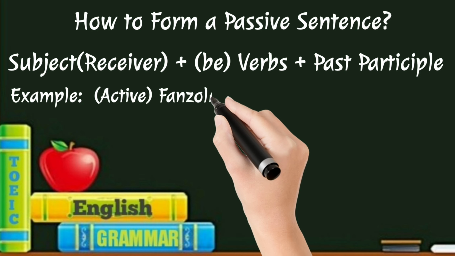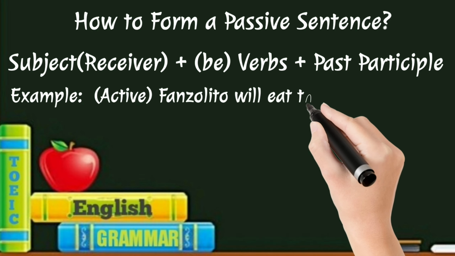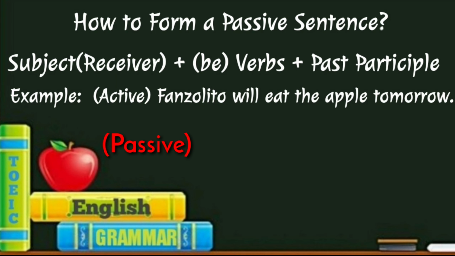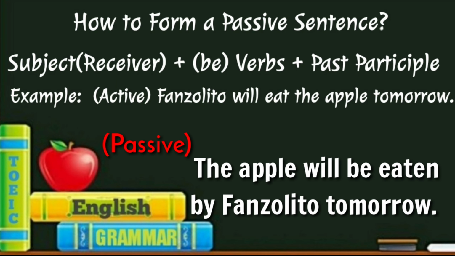For example, in this active sentence, Fanzolito will eat the apple tomorrow. To change it into a passive sentence, it becomes, the apple will be eaten by Fanzolito tomorrow. As you can see in this sentence, the subject here is the apple, and you have the be verb will be, and the past participle of the verb eat, which is eaten.